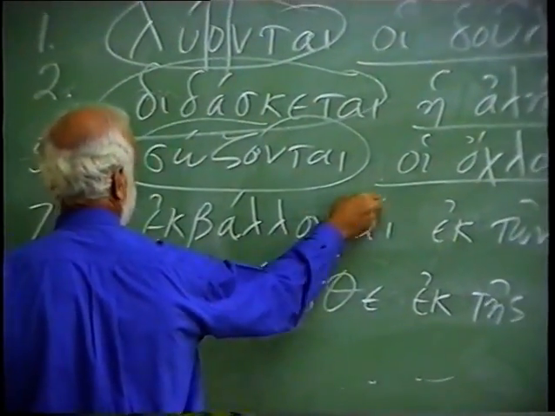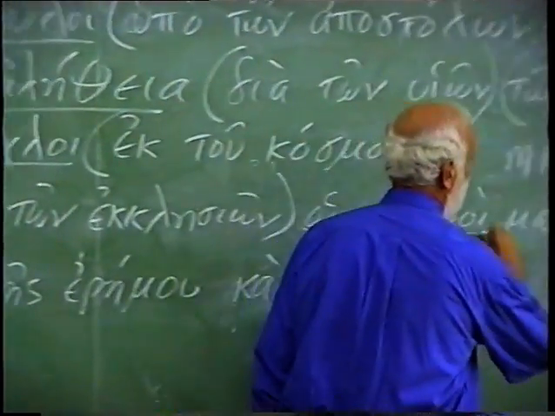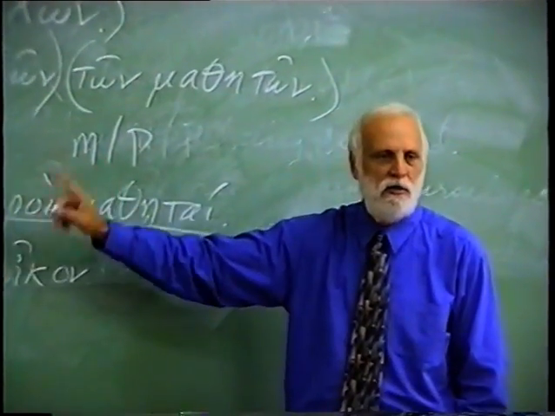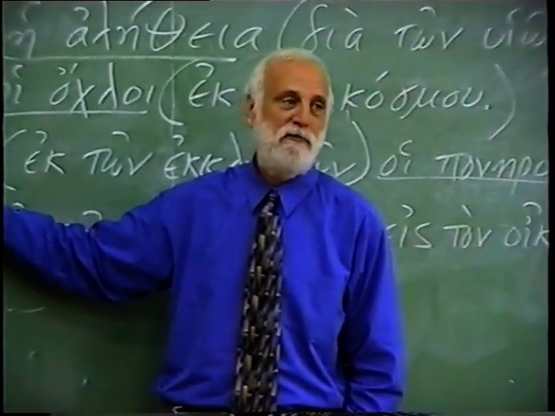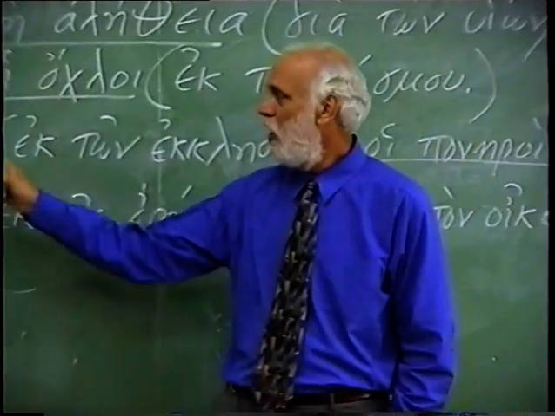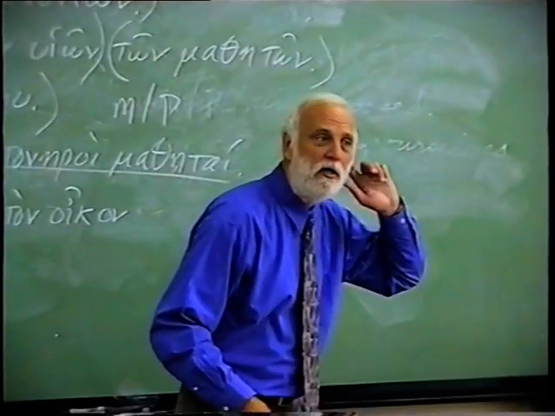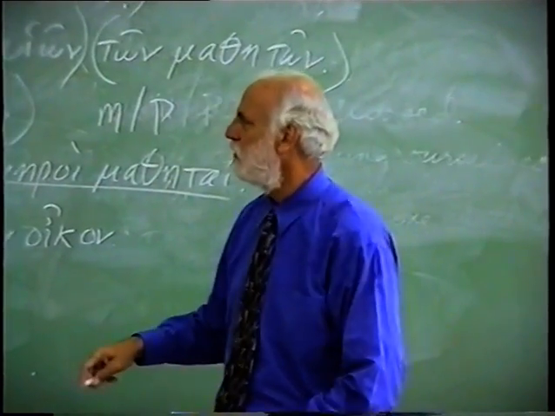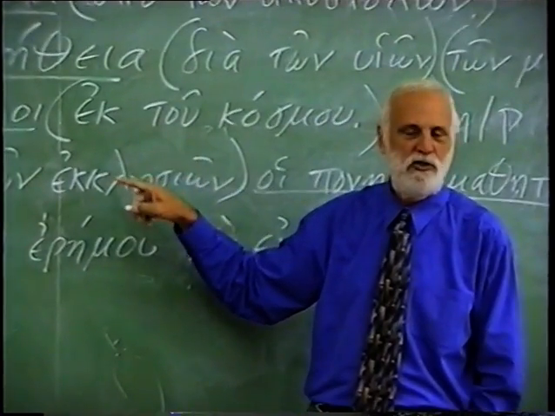Ekbalontai is a verb. Ek ton ekklesion is a prepositional phrase. Hoi ponEroi mathEtai is in the what case? Now, please translate the subject first. The evil disciples. Now, is it middle or passive? Well, let's try the passive and see if it works. The evil disciples are being cast or are being thrown. Good. Don't forget the ek. Are being thrown out. And then the prepositional phrase. Out of the churches. Plural, right?